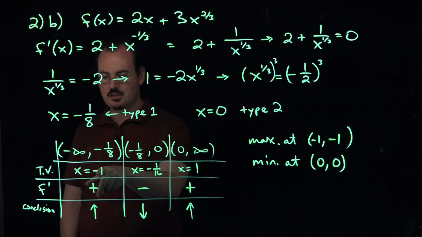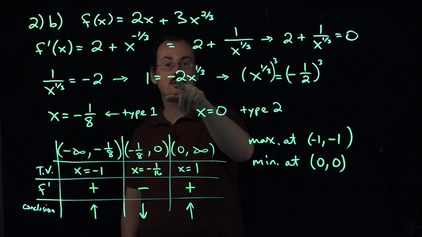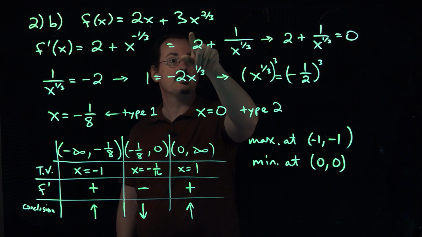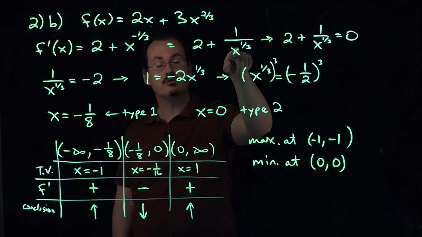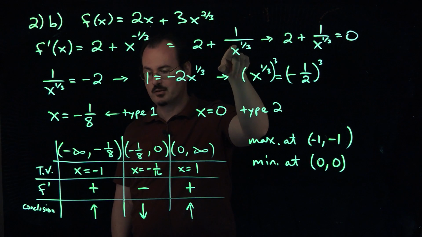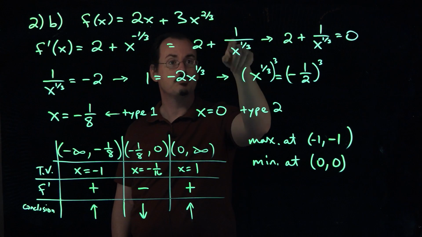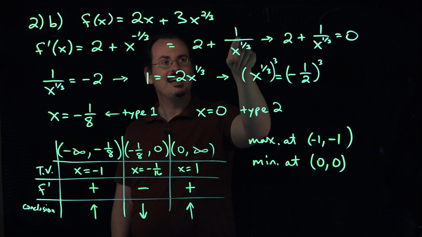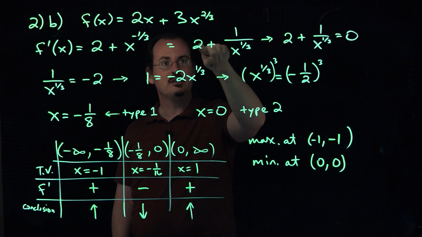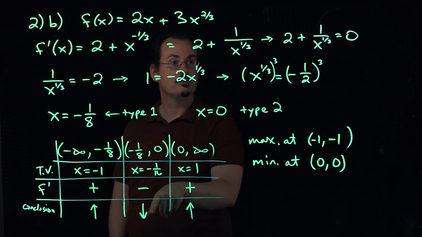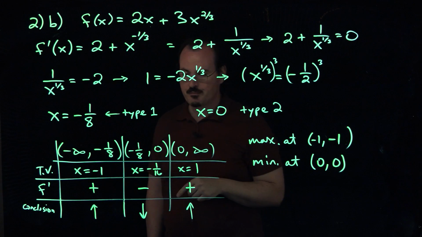We plug these test values into the derivative. So if you plug in -1 into this derivative here, you'll find that it gives you 2 minus 1, which is positive. If you plug in +1, you get 2 plus 1, which is also positive. And you'll find that when you plug in -1/16 into x here, that actually ends up being a negative value. So go ahead and verify that if you like.